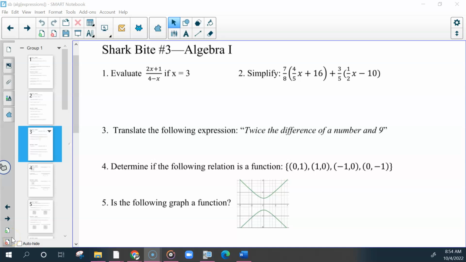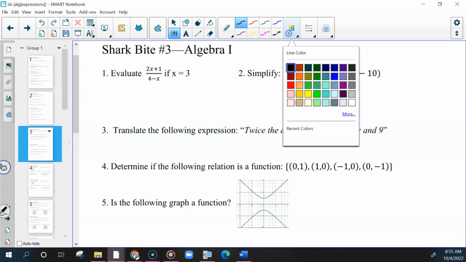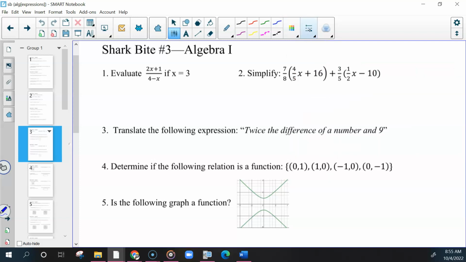Of the shark bite questions, which ones did you want to go over, Regina? Two. Otis? 4. Of those, who else wanted to see 2? Okay, who else wanted to see 4? Okay. Were there any others? We can do 4 and 5 since those aren't something we've talked about. So we'll do 2, 4, and 5. Make sure that you have the work and the answers on your answer sheet.